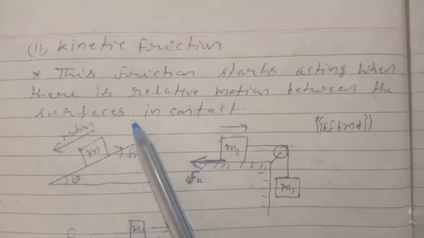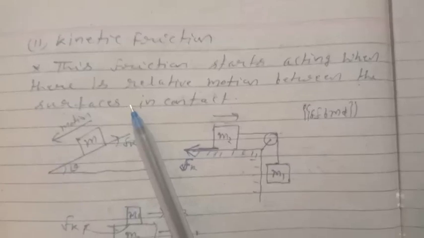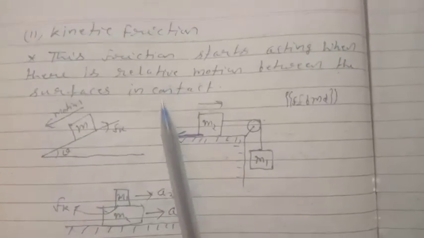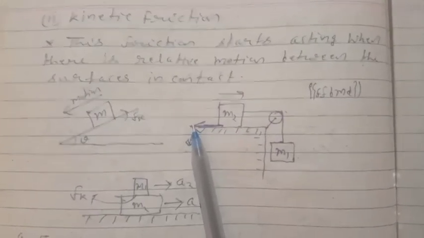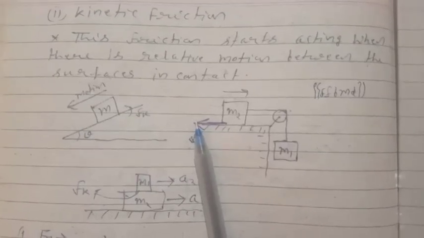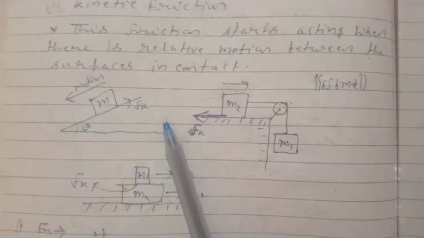In the previous class we discussed static friction and its different situations. Now in this class we are going to talk about kinetic friction. This friction starts acting when there is a relative motion between the surfaces in contact, that is, when the bodies move with respect to each other, then this force will act.